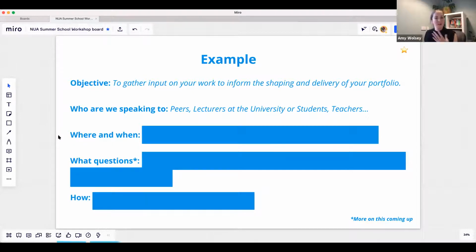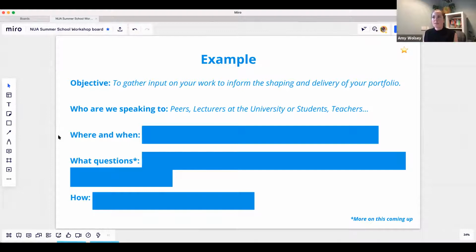But basically what we're doing is we're planning a little bit of research based around a methodology called guerrilla research. And we're just going through step by step what it is we might think about if we were looking to conduct some research on planning a portfolio.